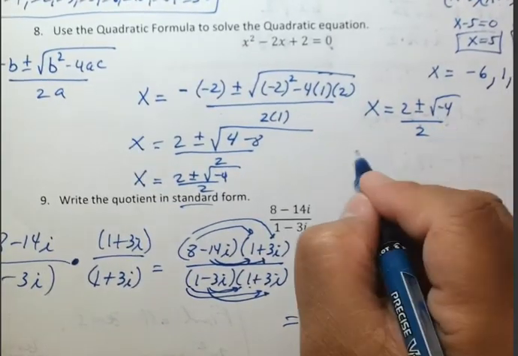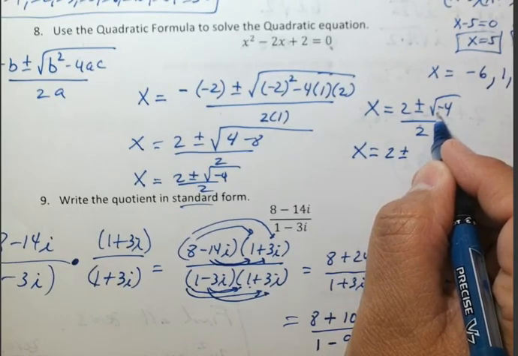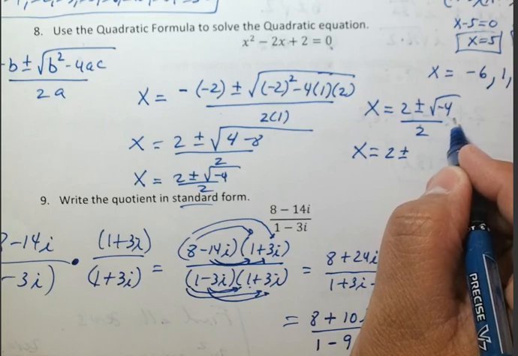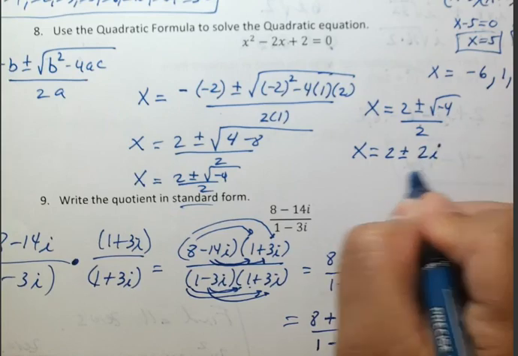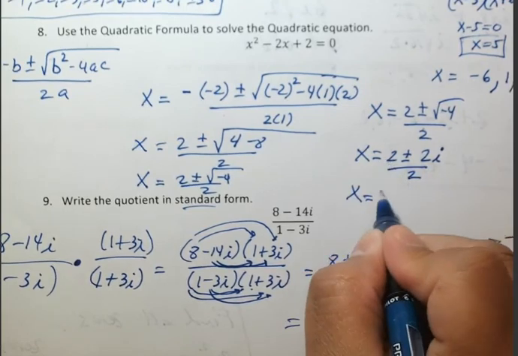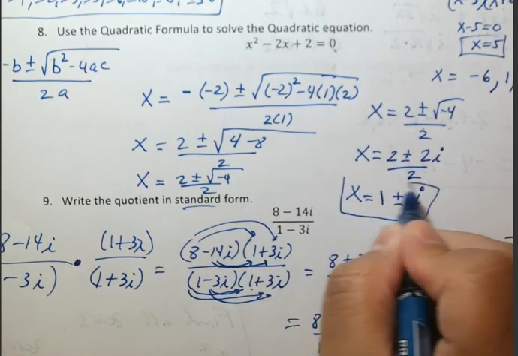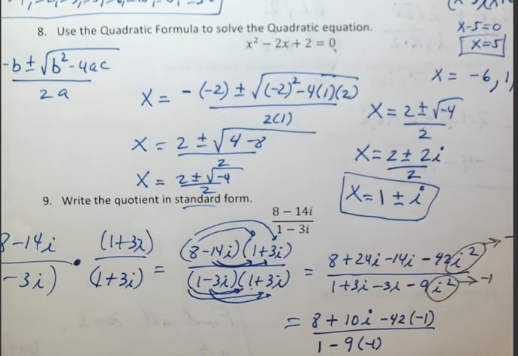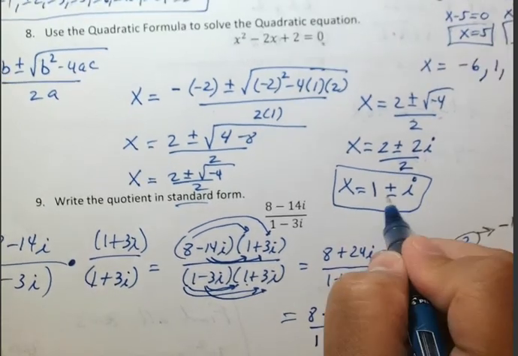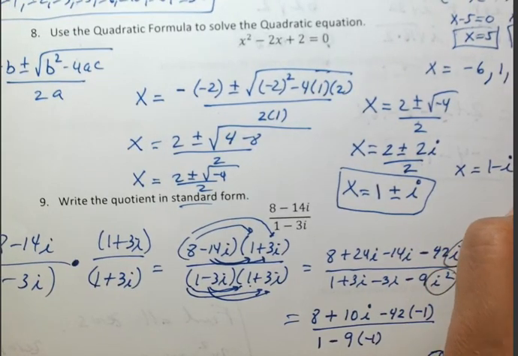The square root of negative 4 is going to be what? The negative comes out as an i, right? And the square root of 4 is what? 2. I can divide by 2 here. 2 divided by 2 is 1, and 2 divided by 2 is 1. So my answer is x equals 1 plus or minus i. The way you need to input it in your computer, since you don't have this symbol, you would enter 1 minus i, and then comma, 1 plus i.